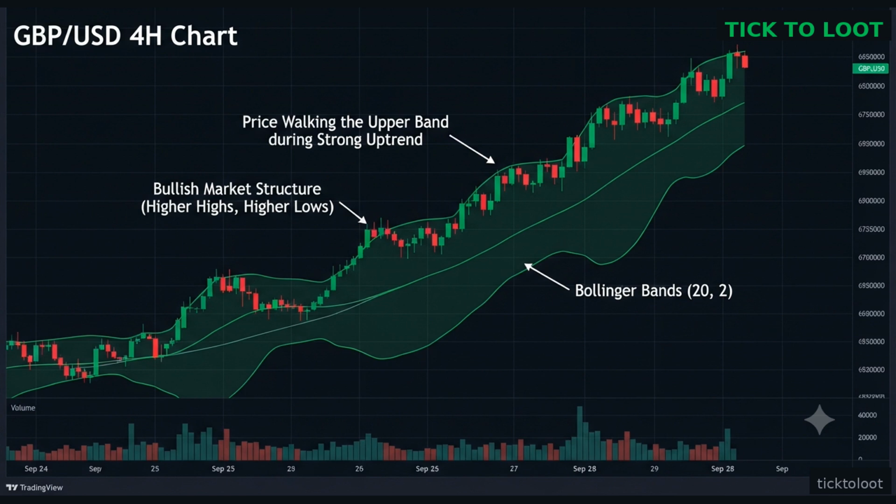When the price is in a strong trend, it can walk along the upper or lower band, indicating that the trend is likely to continue. This is like a train on a track, where the price is following a clear path and is unlikely to deviate from it. As a trader, you want to be on the right side of the trend, as this can be a profitable trade. However, it's essential to remember that trends can reverse, so it's crucial to use other technical and fundamental analysis tools to confirm a trade.